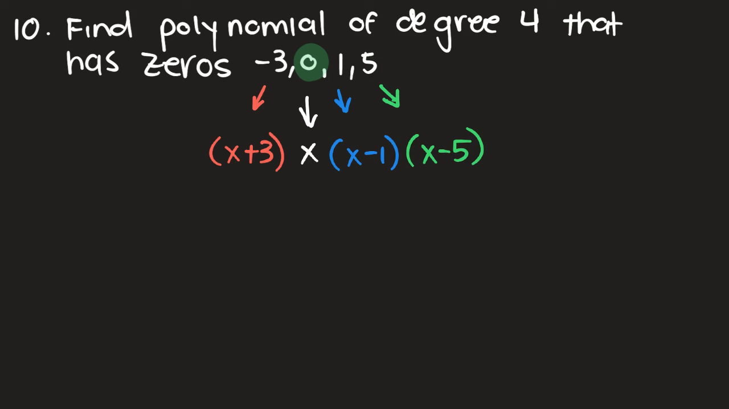So I'm just going to label this f of x. What you can do is you can distribute this. And if you do distribute it, well, then you will eventually get degree 4 because we have 4 x's. And x times x times x times x is x to the 4th.